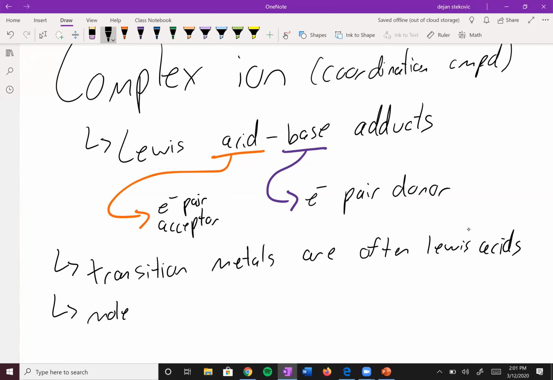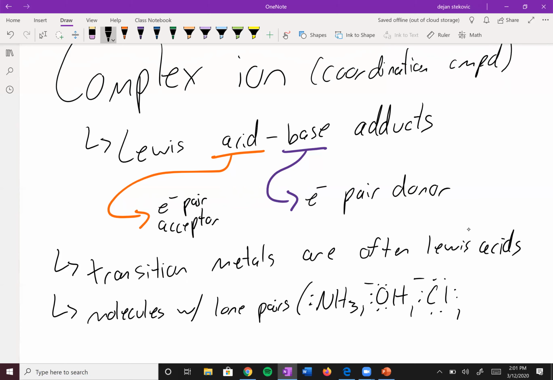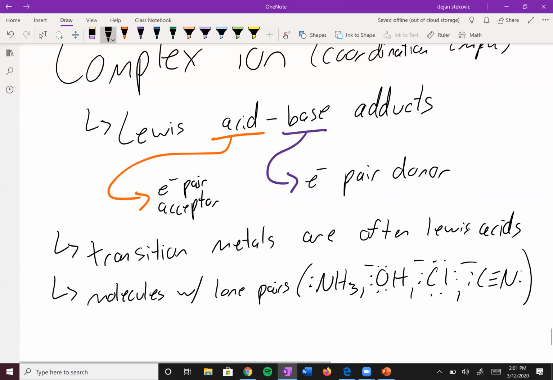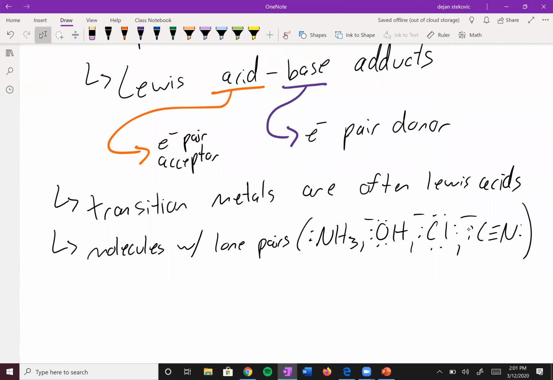So molecules with lone pairs, something like NH3 has a lone pair, something like hydroxide has a lone pair, something like chloride has a lone pair, something like cyanide has a lone pair. And of course, there's many other examples. And these guys are going to be what? Lewis acids or Lewis bases, right? Lewis bases. So these molecules are often Lewis bases.